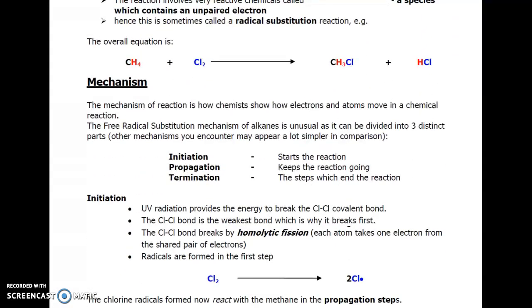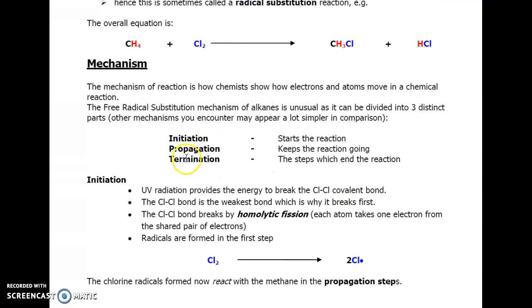The mechanism. The mechanism is split into three stages. It's unusual. It's nothing like the other mechanisms we've seen because it doesn't involve curly arrows. Now, there's one initiation step, two propagation steps, and three termination steps. So, to help me remember this, I remember that this mechanism involves IPT, easy as 1, 2, 3.